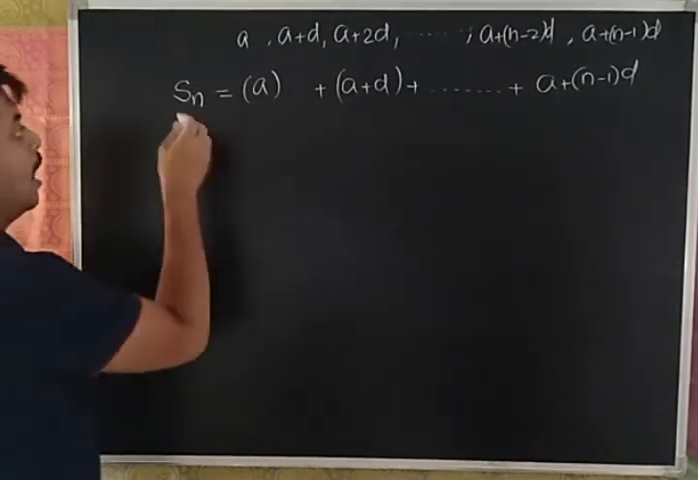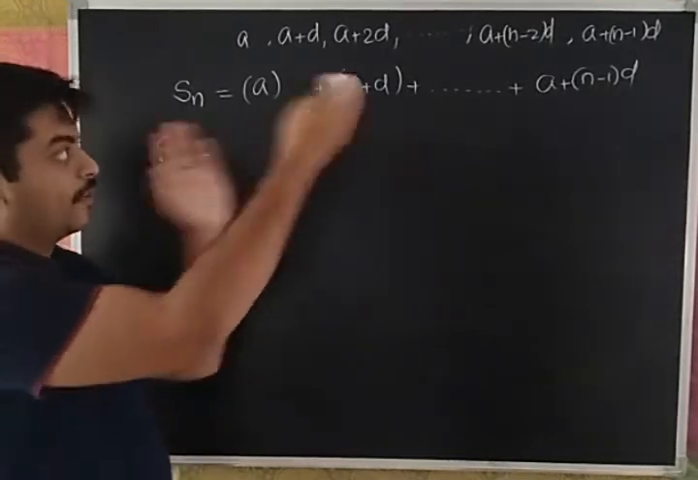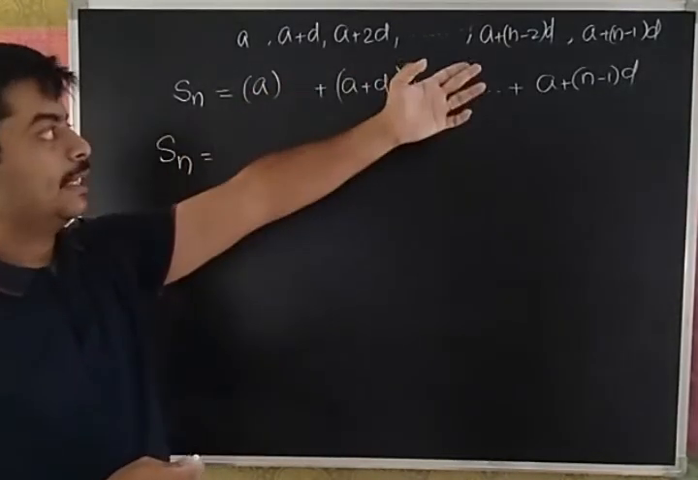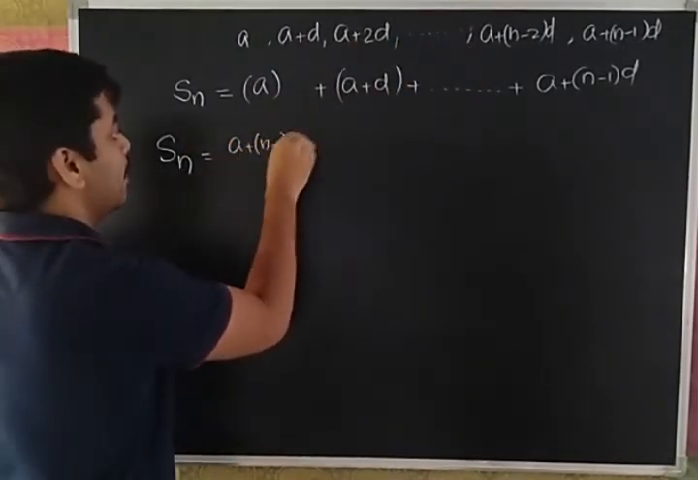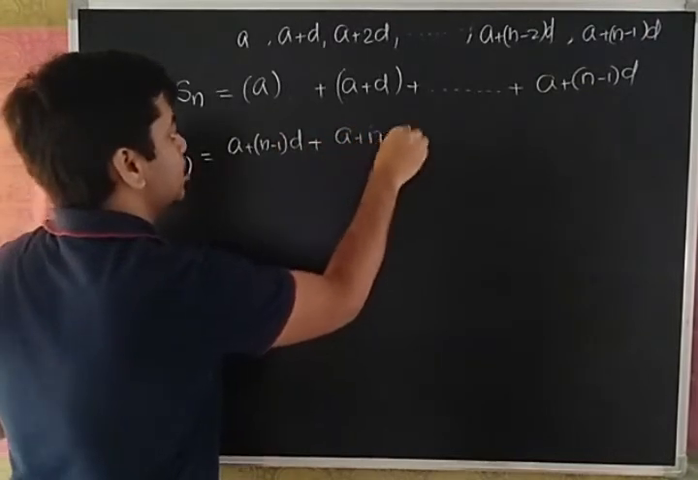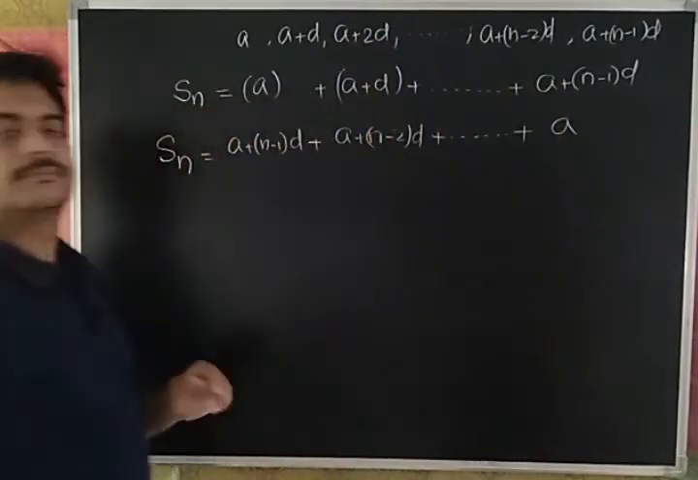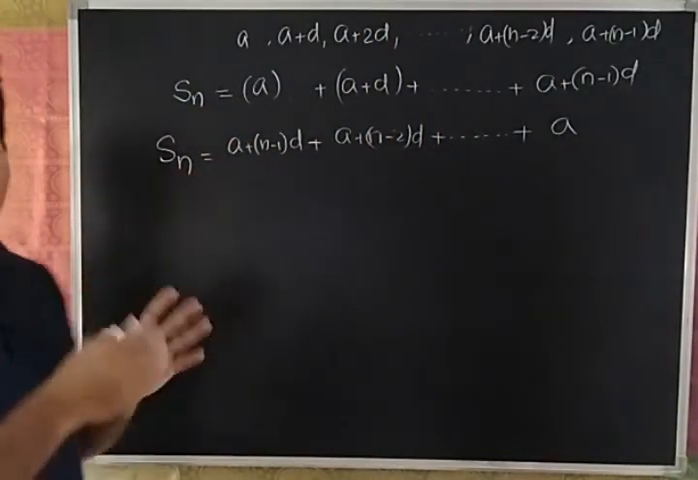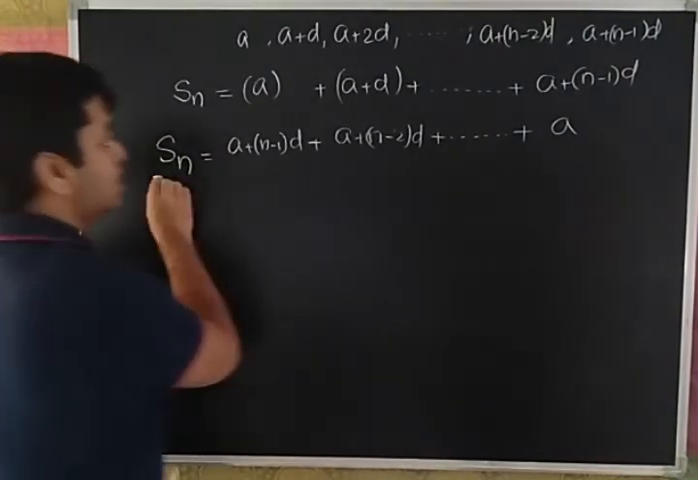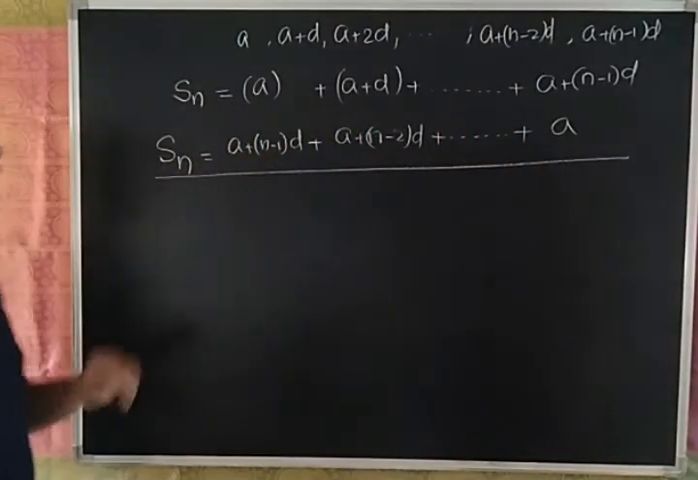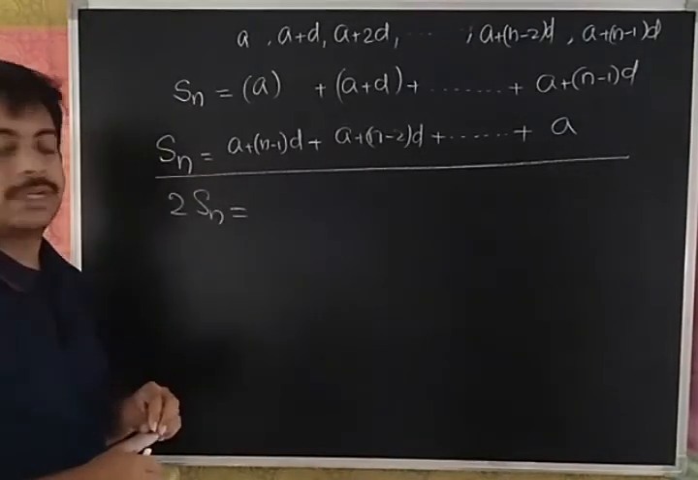So quickly, what I will do, I will again write Sn from the end. That is, I will write the last term first, which is A plus n minus 1 into D, and next A plus n minus 2 into D, and so on till the first element A. That is also the sum. We can add 1, 3, 5 or 5, 3, 1, and it will give the same answer. So add these two. Sn plus Sn will give you 2 times Sn.